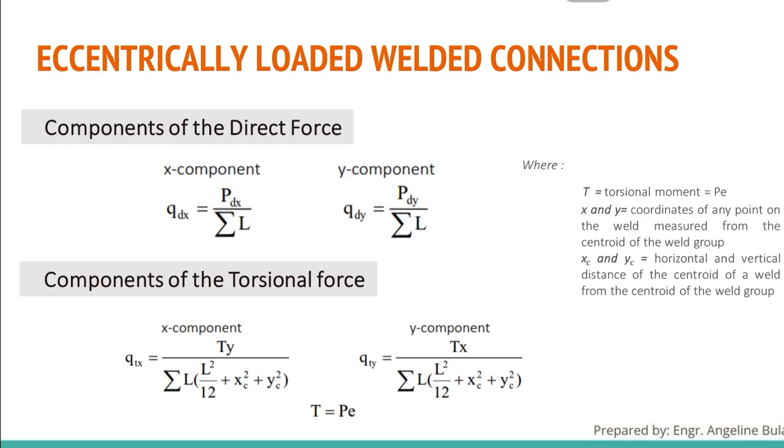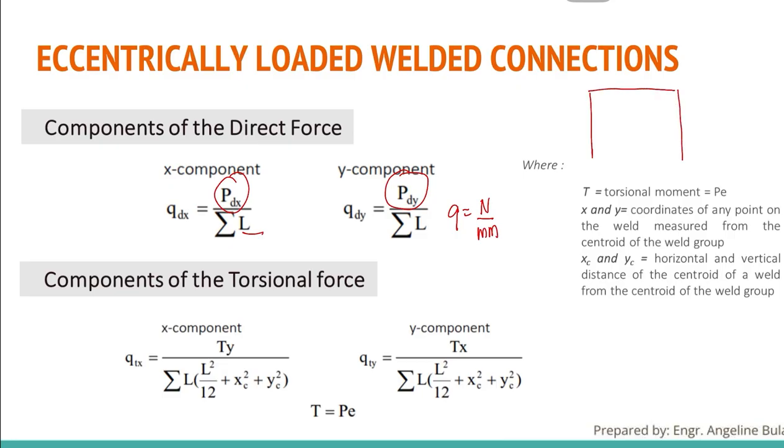X component QDX is equal to PDX over summation L. Y component QDY is equal to PDY over summation L. Here, the PDX and the PDY are the components of the direct force, while the summation L is the total length of all welds. So each weld segment gets the same force per unit length. So, di ba alam natin, the unit of Q is always Newton per mm.